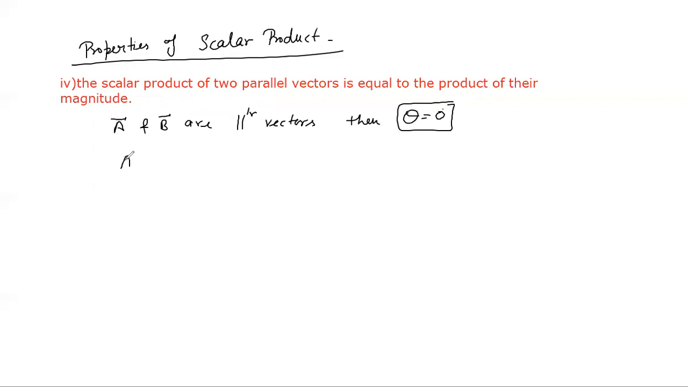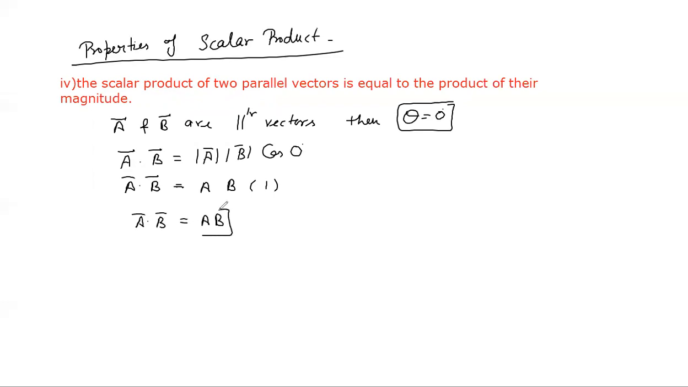So if we write A vector dot B vector, then we get mod A mod B cos 0, and cos 0 is equal to 1. So A dot B equals AB. A dot B equals AB. Okay, so A dot B is clear.